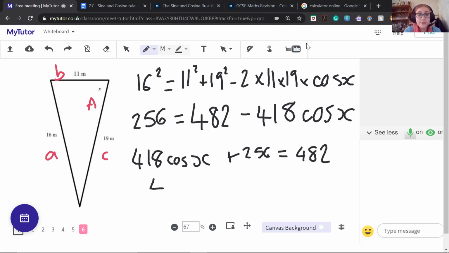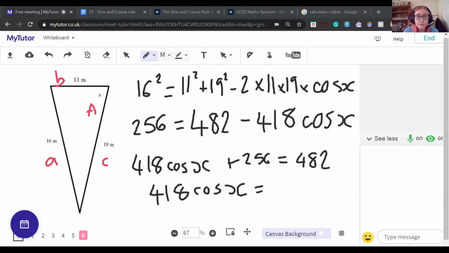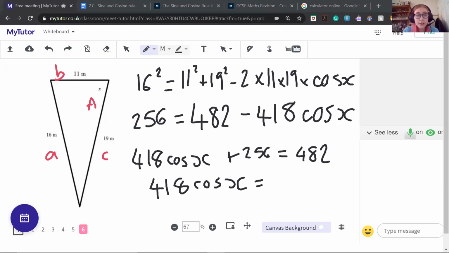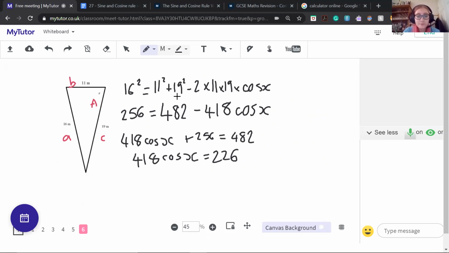Then subtract 256, so 418 cos x equals 482 minus 256, so 226. And then, so that we can just put one thing in our calculator with no decimal points, I would write this as 226 over 418. So I'm just dividing by 418. So cos x is 226 divided by 418.